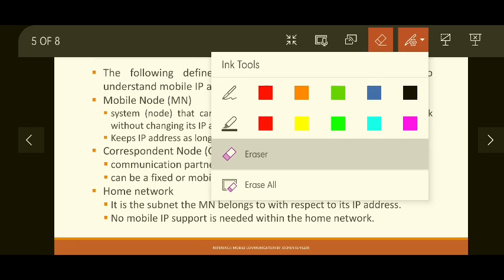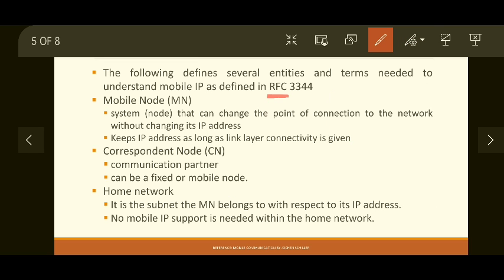Okay, so if you want to see this in terms of layers, network layer, data link layer, physical layer, as long as the data link layer is maintaining the connectivity, IP will not change. Okay, the mobile node's IP will not change. If connectivity is lost at the data link layer, obviously IP will change.